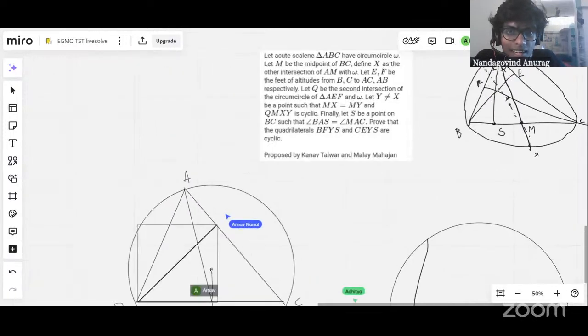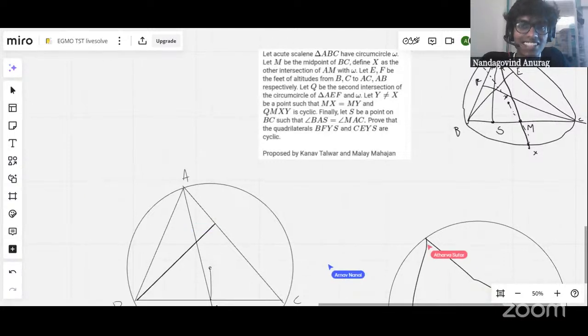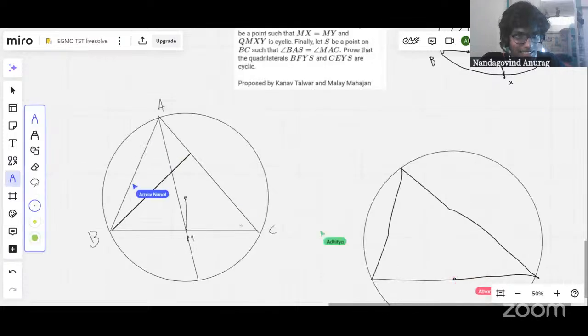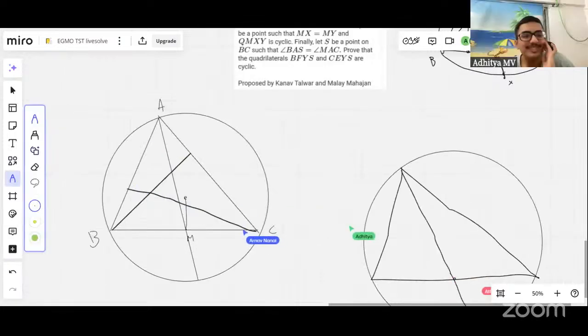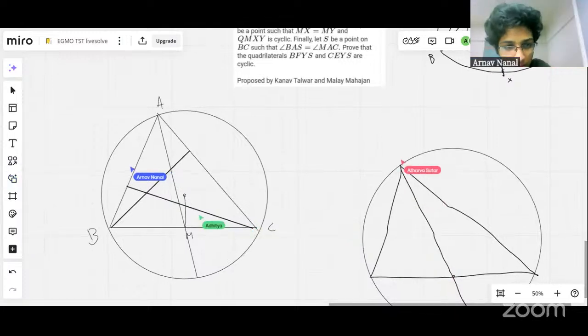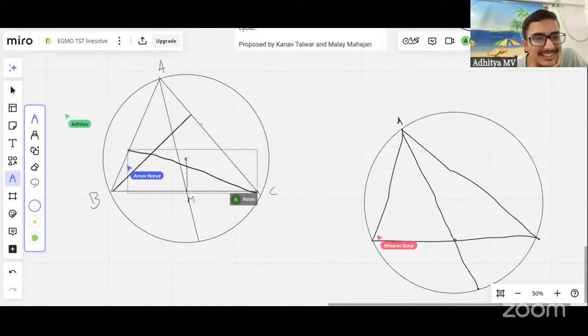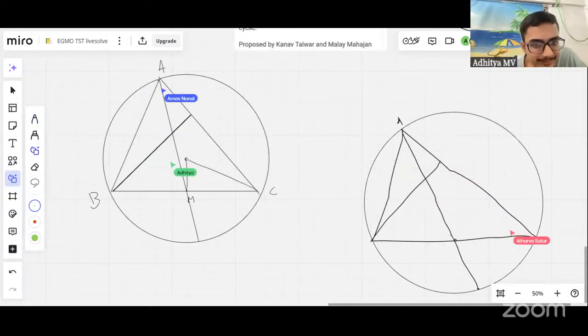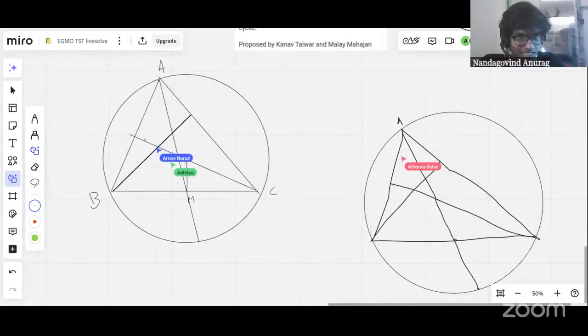What else do I have to construct? I've constructed X. EF is the feet of the perpendicular. Okay, that's kind of easy. Surely... okay, that's not easy. That is not perpendicular. Not perpendicular. Oh, perpendicular, that's true.